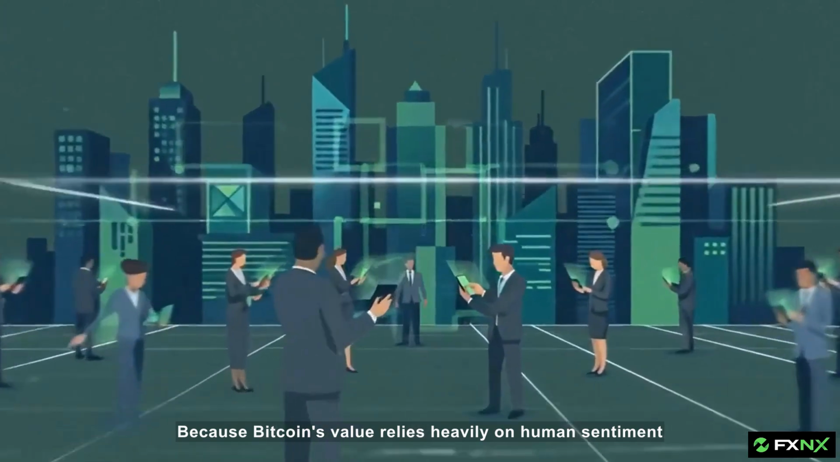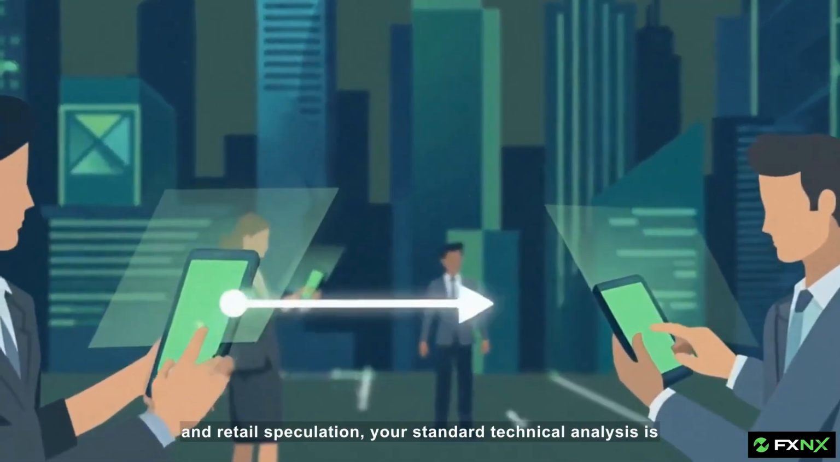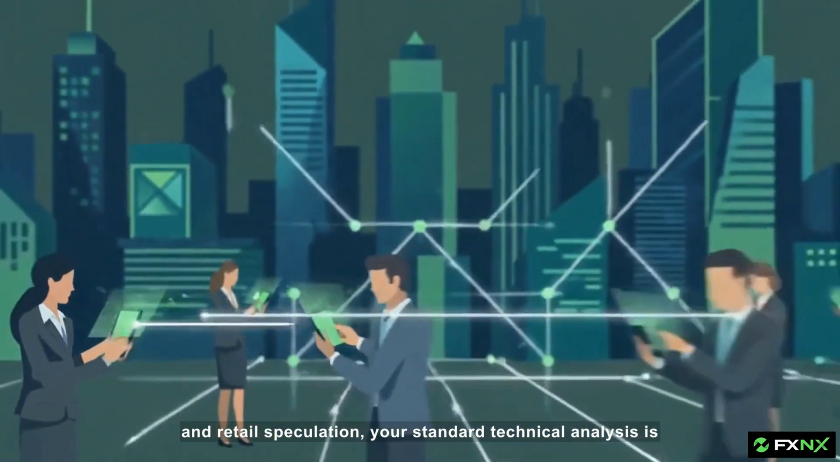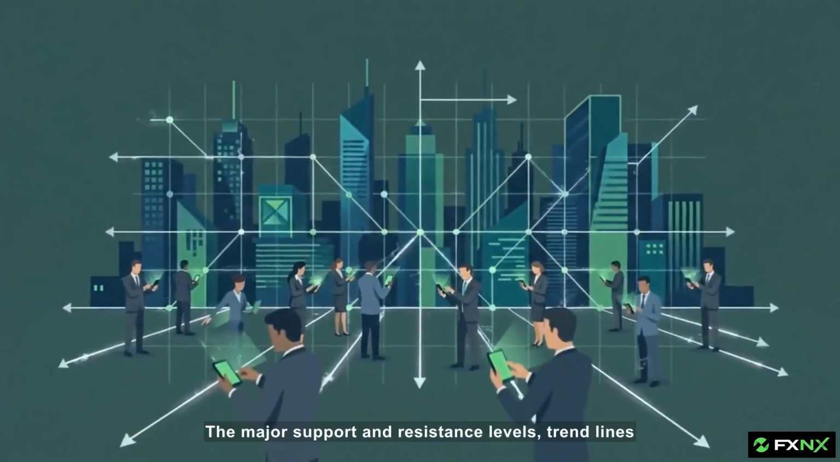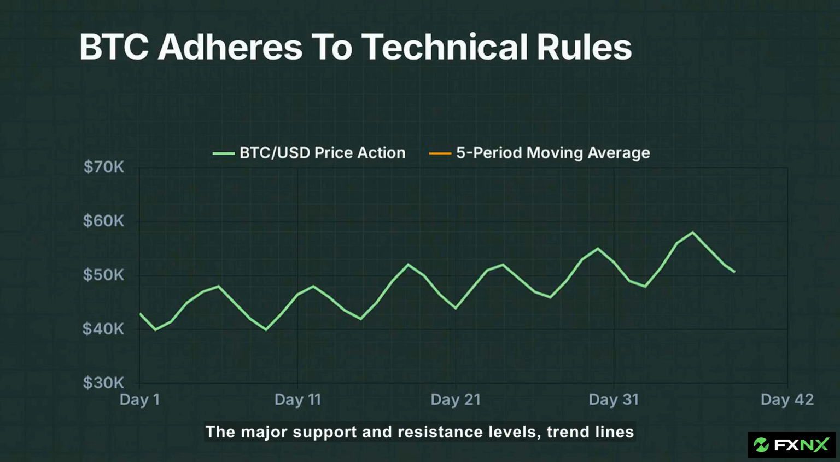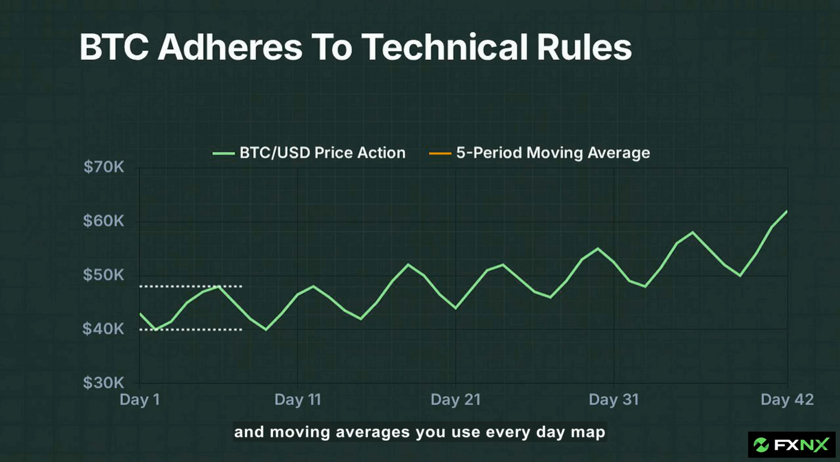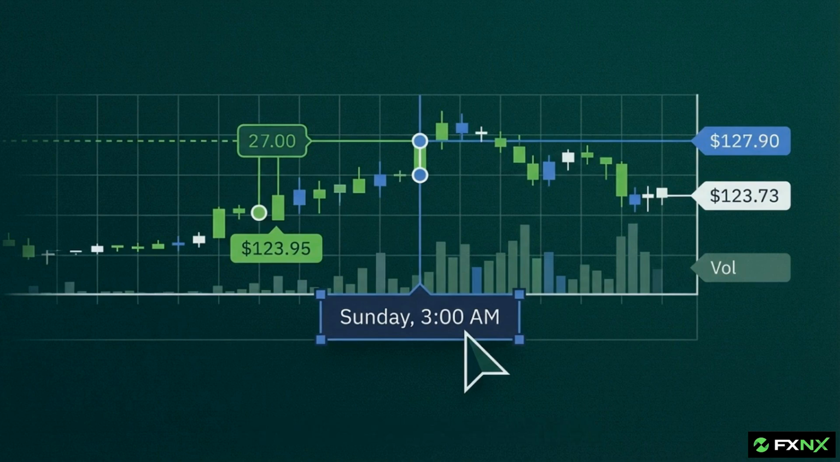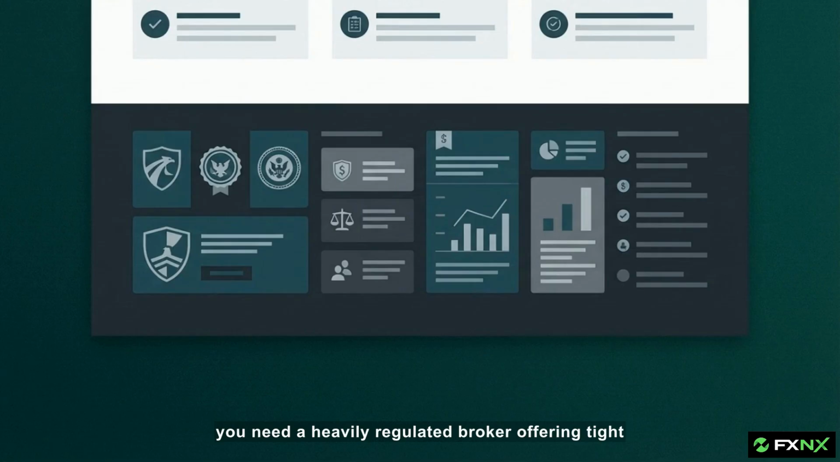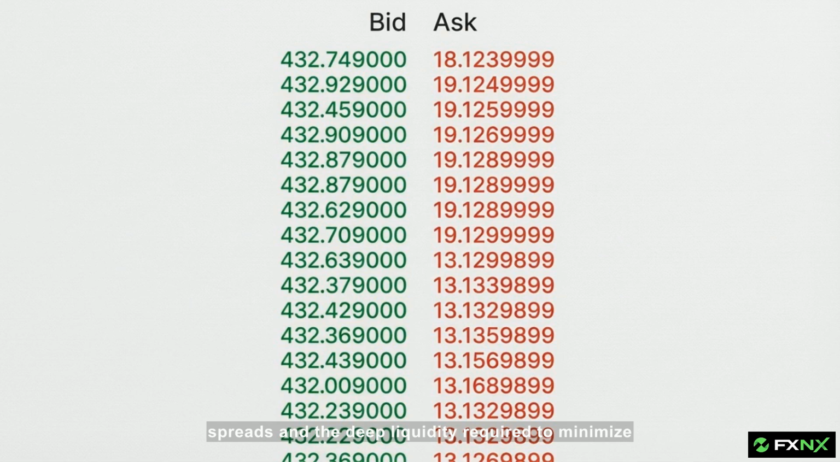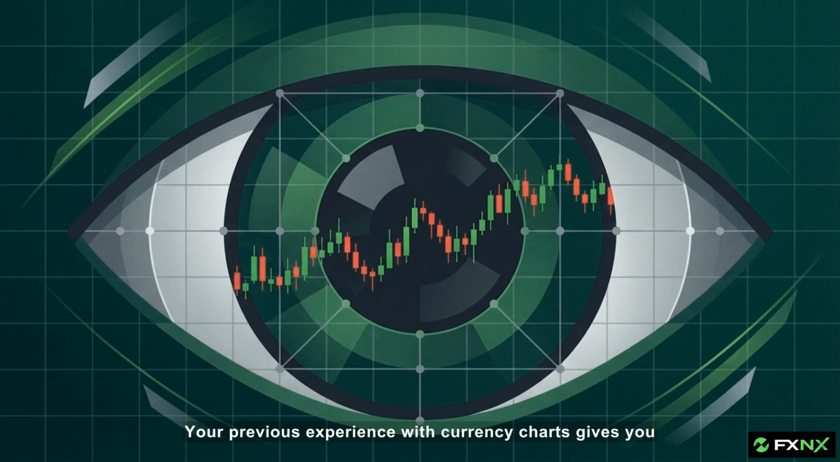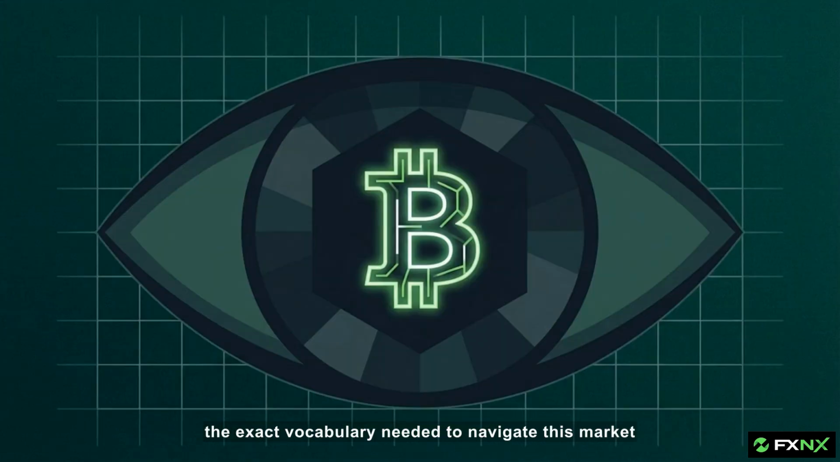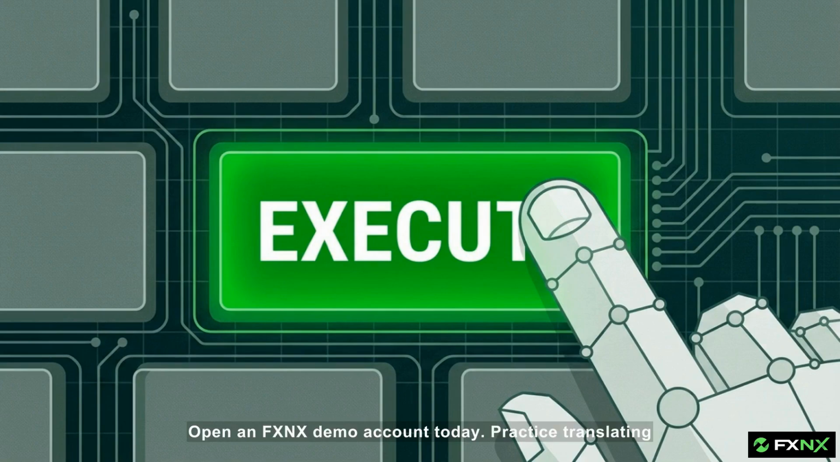Because Bitcoin's value relies heavily on human sentiment and retail speculation, your standard technical analysis is highly effective here. The major support and resistance levels, trend lines, and moving averages you use every day map perfectly onto Bitcoin's price action. But to navigate a market that never closes, you need a heavily regulated broker offering tight spreads and the deep liquidity required to minimize execution drag. Your previous experience with currency charts gives you the exact vocabulary needed to navigate this market fluently.